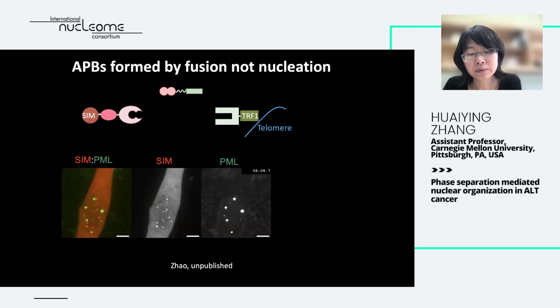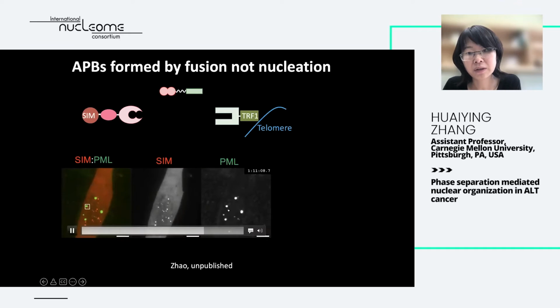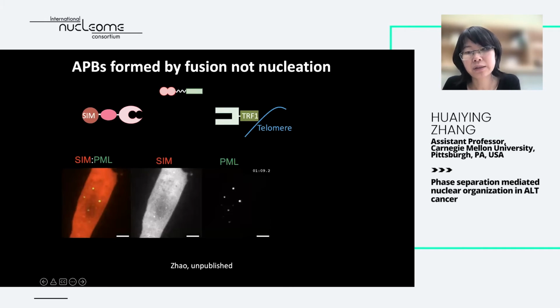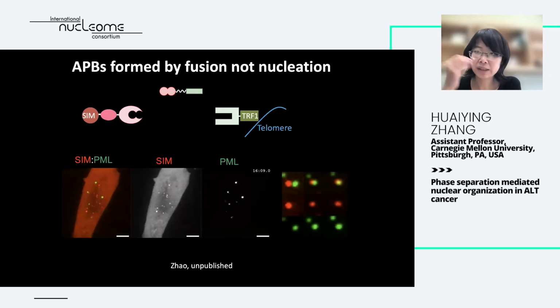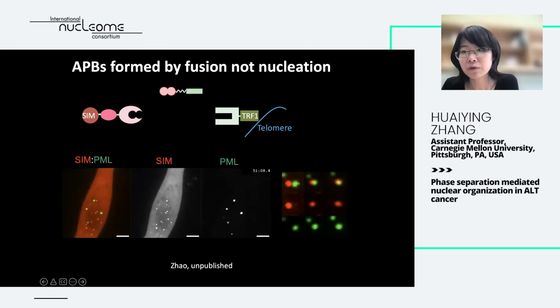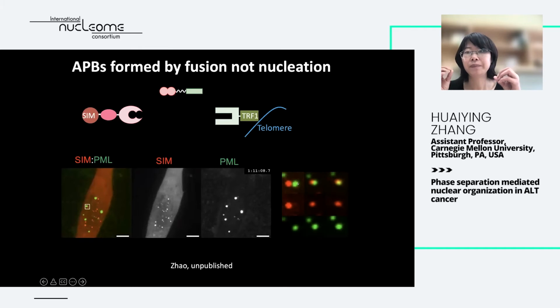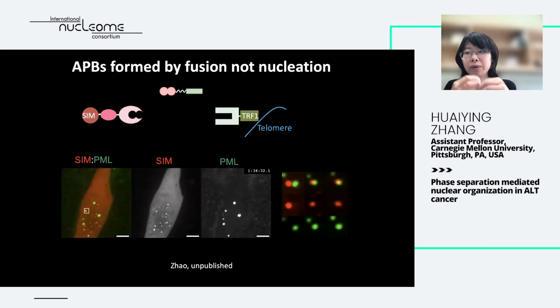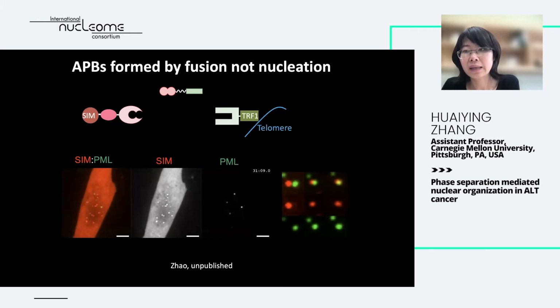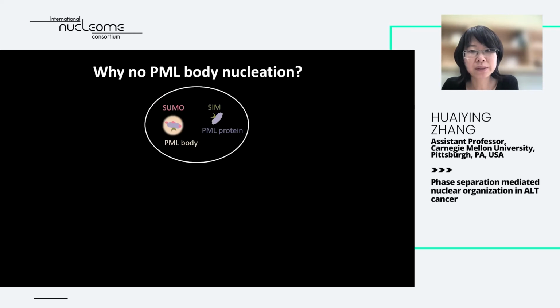But we don't see too much change in the number of PML bodies. And also, if we just look at the colocalization of PML bodies on telomeres after the dimerization, we only see this kind of fusion event where some enriched telomere will fuse with the existing PML body, and we never see new PML bodies form. So we wonder why, and what is wrong with our hypothesis.